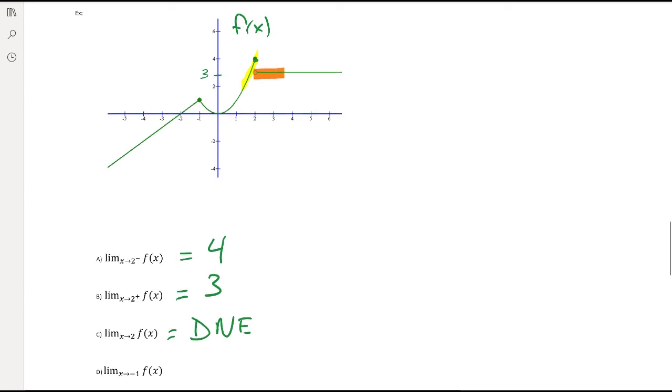And just for completeness, a little additional question here. What if the question asks us, what's f of 2? Now, this is different than a limit. This is asking for the actual function value when x is equal to 2. And in this case, we do care about where our open dots and closed dots lie. But if you're curious, f of 2 would equal 4 because that's where the closed dot is.